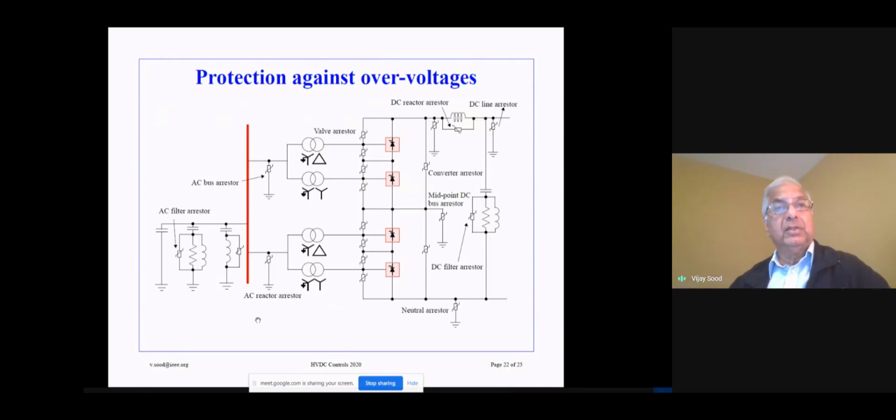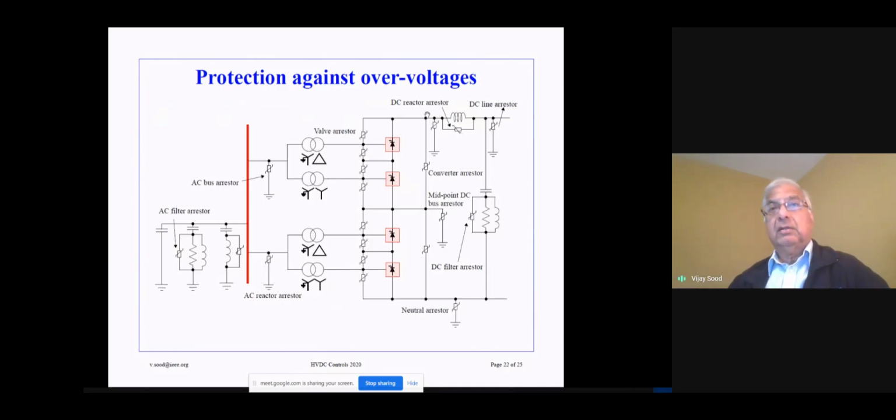For protection against over voltages, this graphic shows you where the nonlinear voltage arresters are used to suppress any excessive voltages. So we have valve voltage arresters at various locations. Here, the filters will have their own protection. The valves will be protected against any over voltages, so you will have surge arresters at all points. From the pole side, you will have surge arresters over there. These will be utilized for converter voltages.